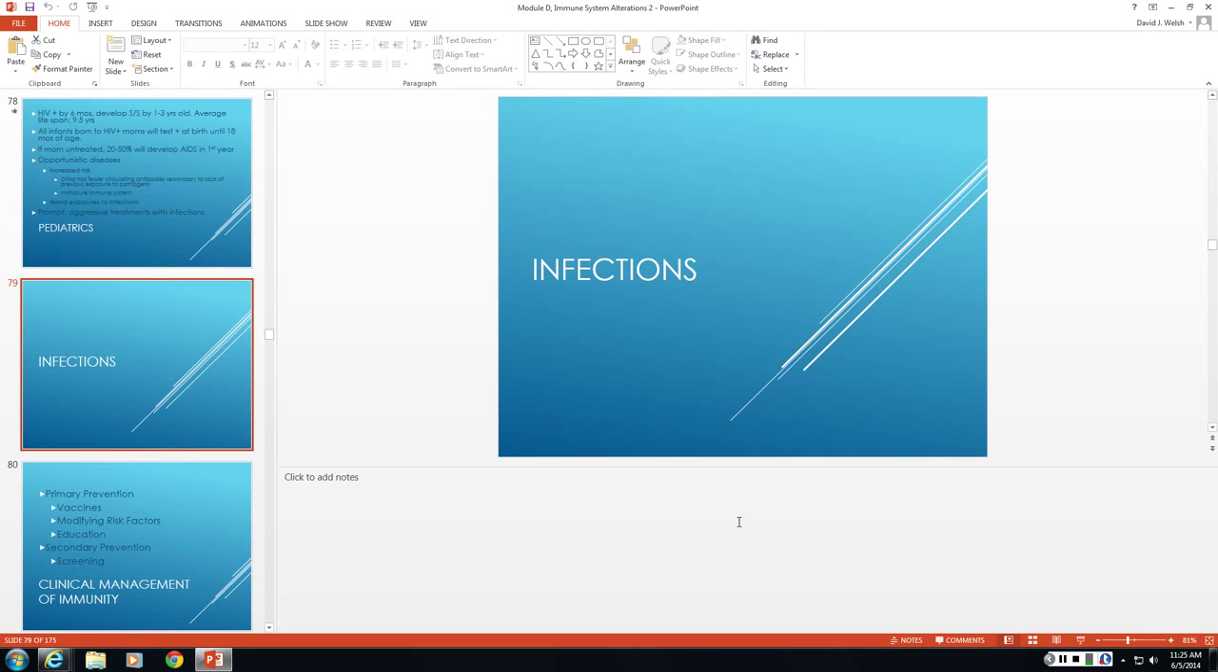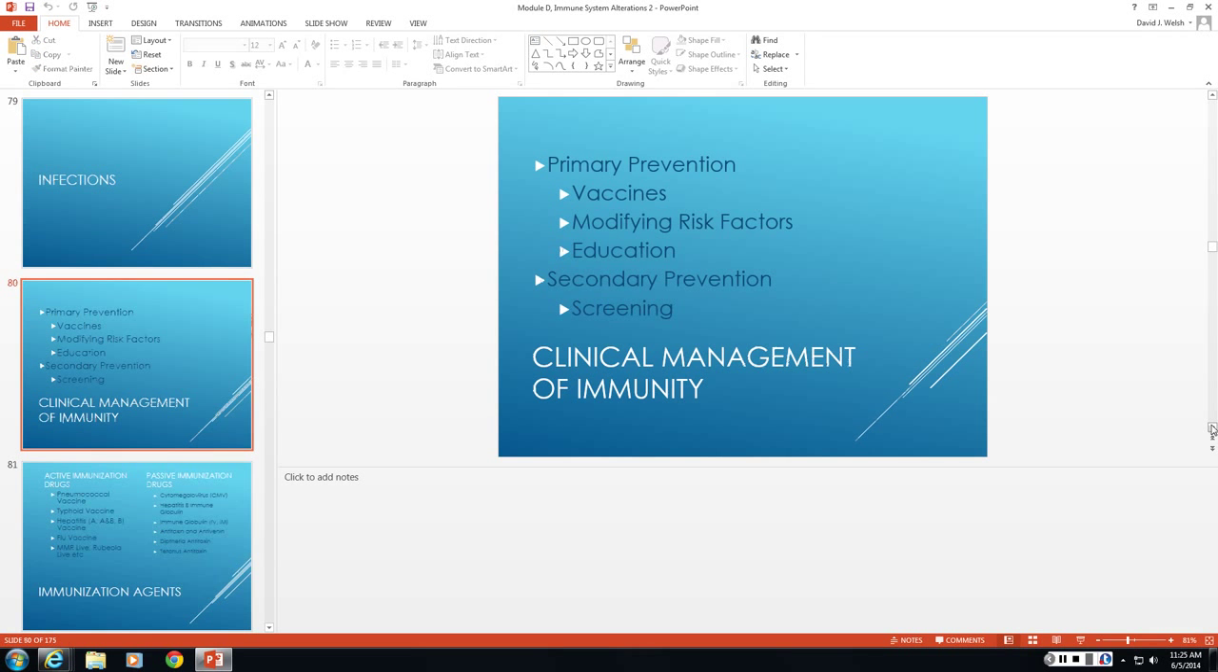Alright, so we're going to start the third part, which is infections. So, we need to look at primary prevention, which is done through vaccines, modifying risk factors, education, and secondary prevention, which is done through screening. These are all clinical managements of immunity.